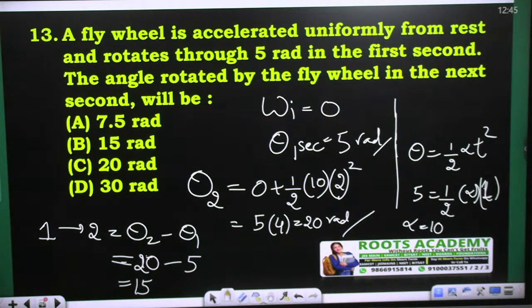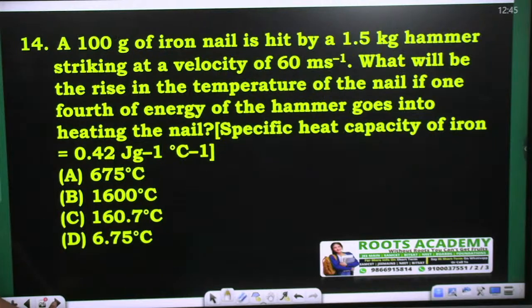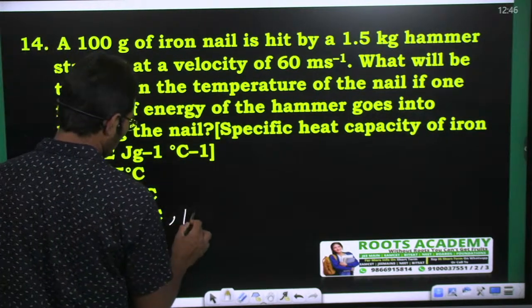So now let's look at the other question. A 100 grams iron nail is hit by a 1.5 kg hammer striking at a velocity of 60 meters per second. What will be the rise in temperature if 1/4 of the energy goes into heating the nail? Actually it is option 16.07, not 160.